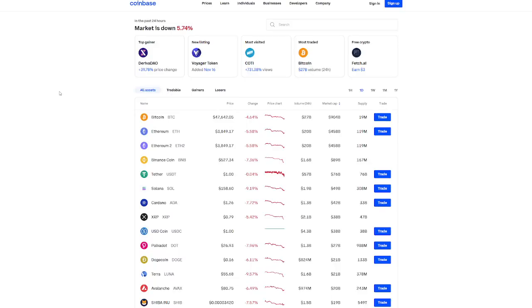So right now we can see Ethereum actually dropped below 4K, now down to about 3.8K. Also Bitcoin to 47.6K, and the market down about 6% in the last 24 hours alone.